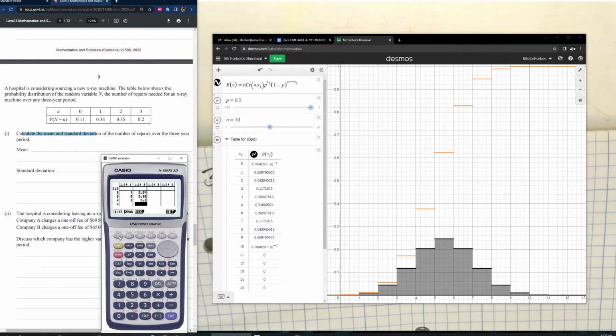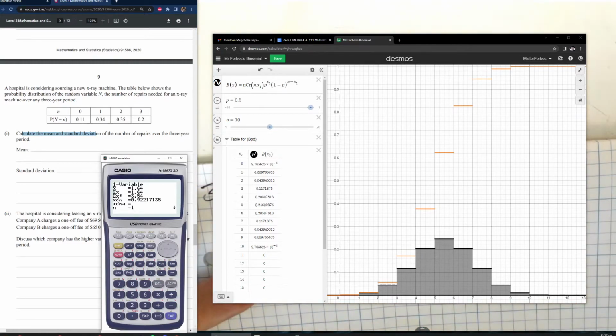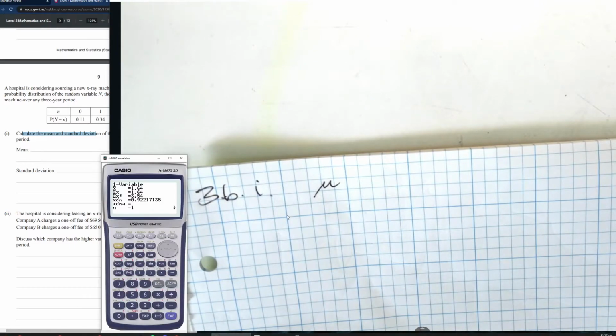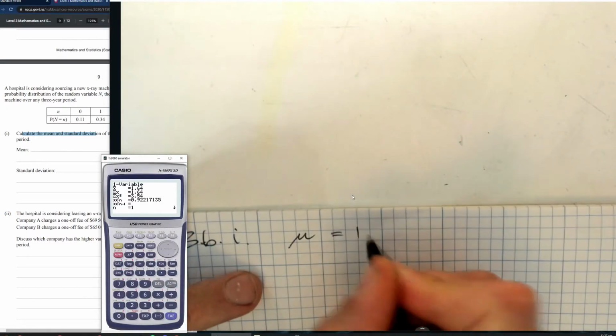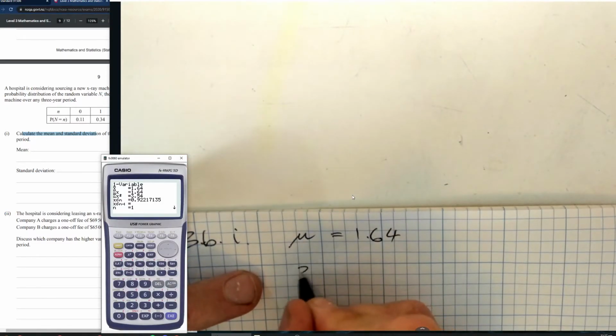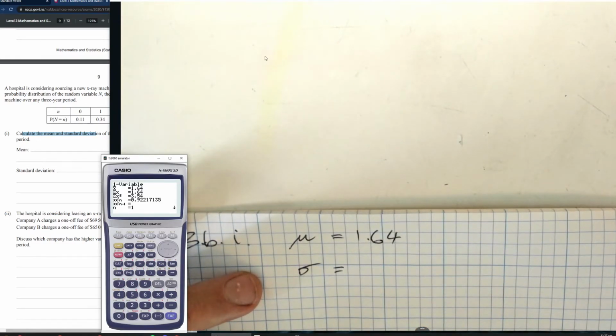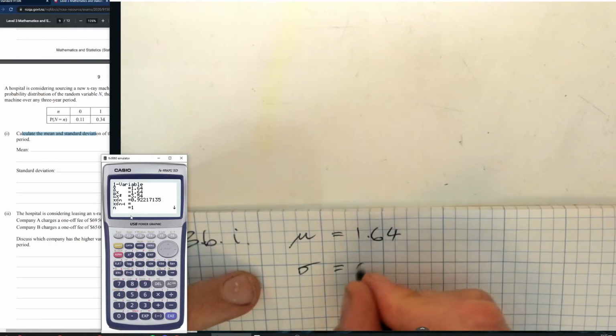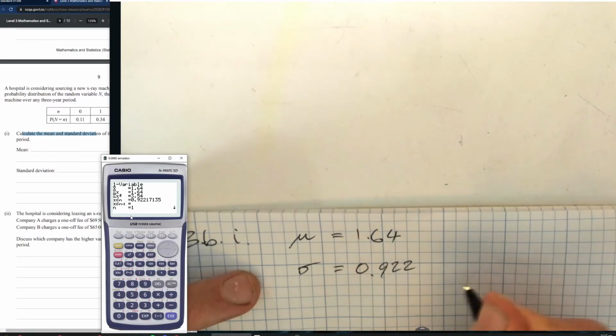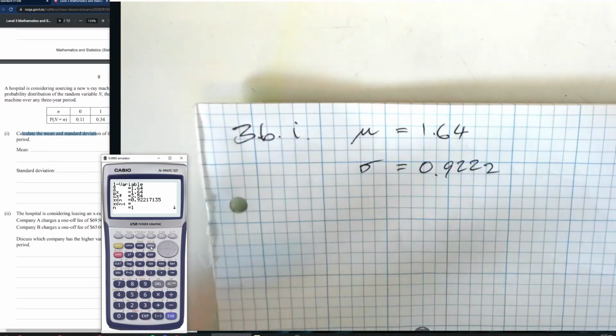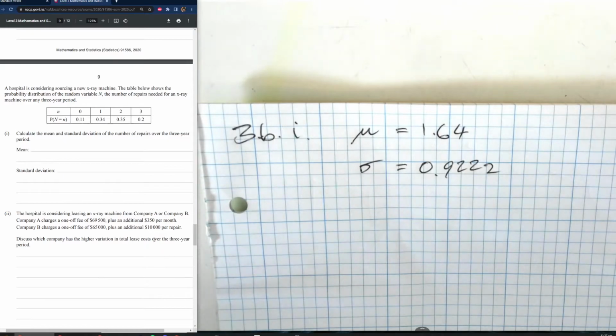Nice. So then we just go 1 var, and it will tell us here is our x bar, which is one way of saying mean, so it's 1.64. Mu equals 1.64, and standard deviation is just down here, 0.9222. Yeah, that's a way easier way of doing it.